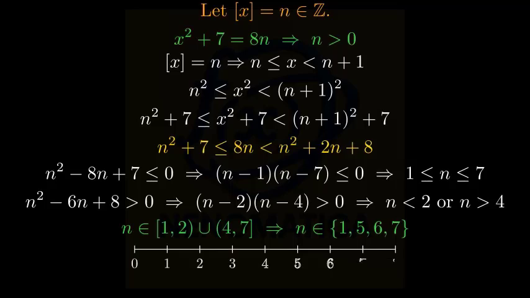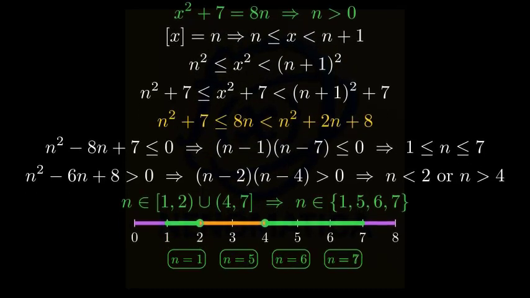Step 4. Compute x from x squared equals 8n minus 7 for each allowed n, and verify that floor of x equals n. First, n equals 1. Then, n equals 5. Next, n equals 6. Finally, n equals 7. Collect the valid x values where floor of x equals n. These are x equals 1, square root of 33, square root of 41, and 7.